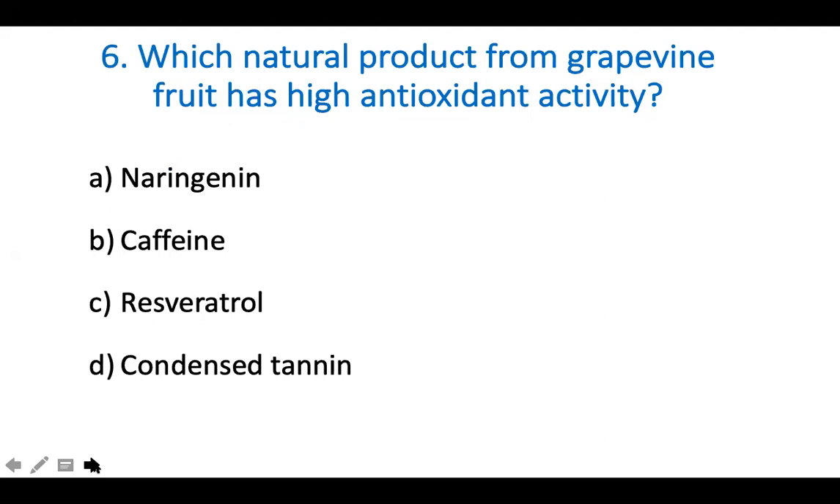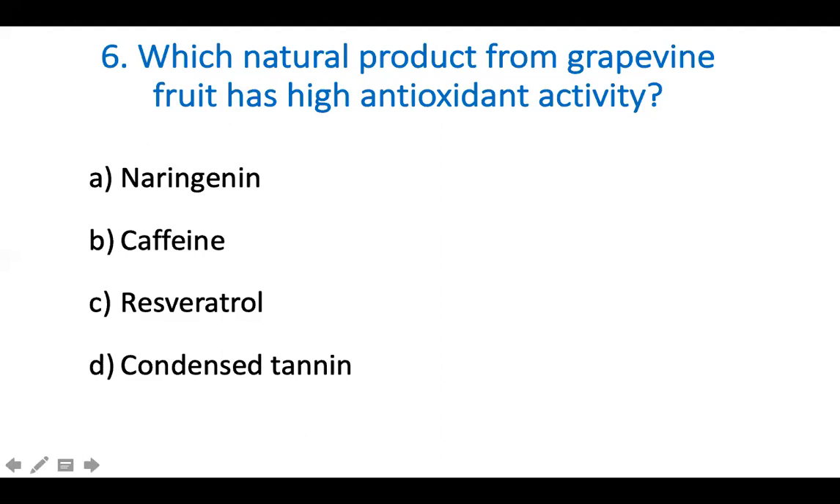Question number six, which natural product from grapevine fruit has high antioxidant activity? A, naringenin, B, caffeine, C, resveratrol, D, condensed tannin. Again, which natural product from grapevine fruit has high antioxidant activity? A, naringenin, B, caffeine, C, resveratrol, D, condensed tannin.